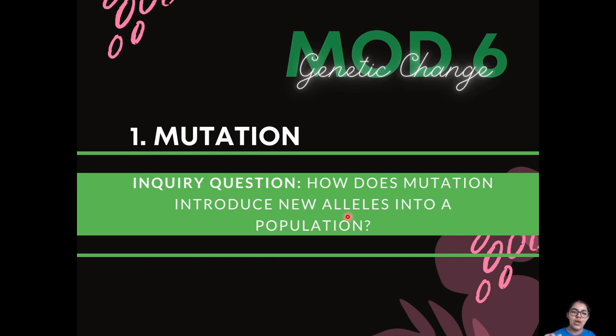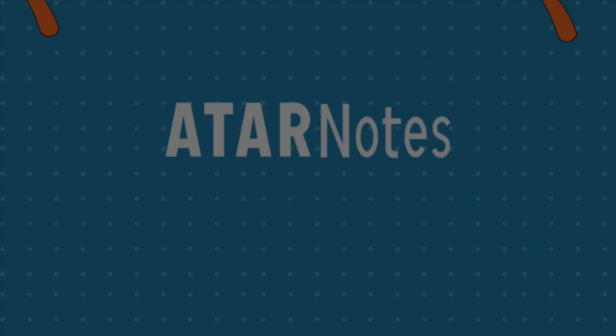So our inquiry question is, how does mutation introduce new alleles into the population? Module 6 is a really nice segue from Module 5, where now when we look at mutations, firstly we're going back to our processes of replication, translation, transcription, and talking about mutations affecting those processes.